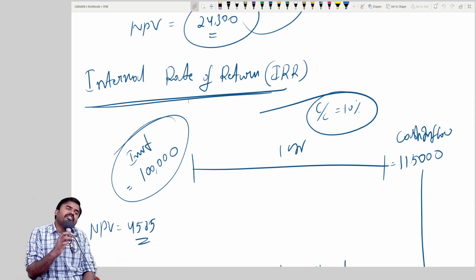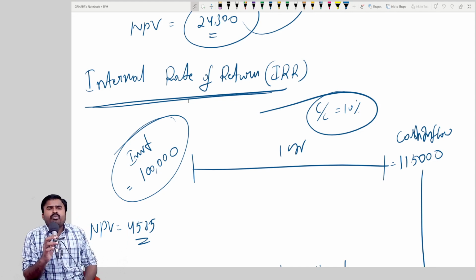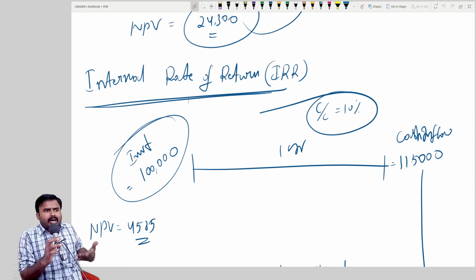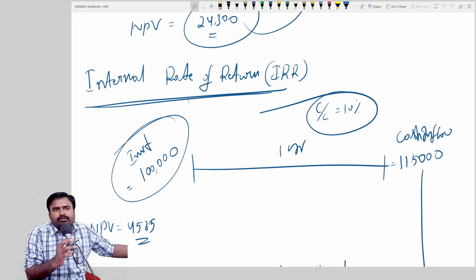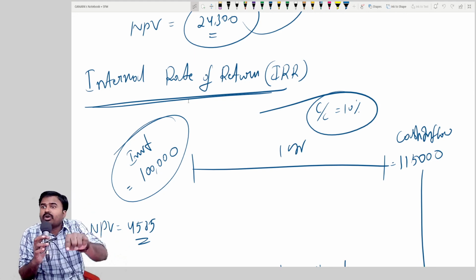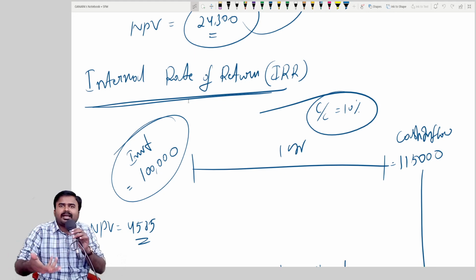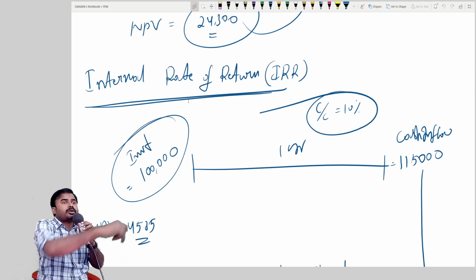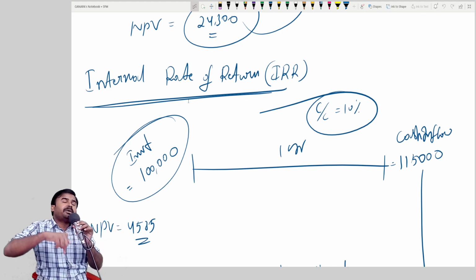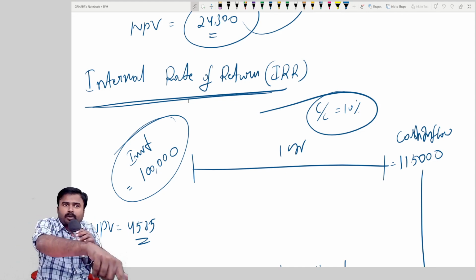What is the objective of NPV? NPV's objective is whether the investor's expectation has been covered through the project's cash inflows or not. That's what you're checking by calculating NPV. From NPV, you're not calculating the return which is generated by the project. You're calculating whether the expected return has been covered by that particular project's cash inflows.